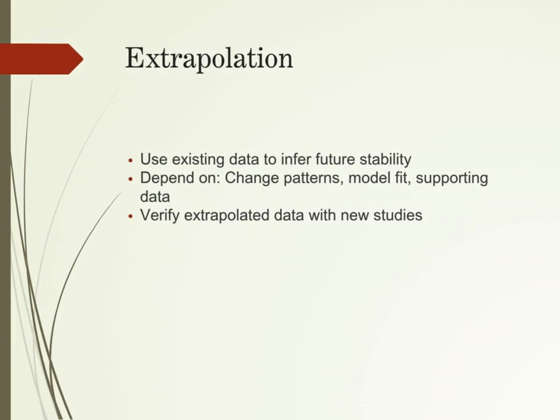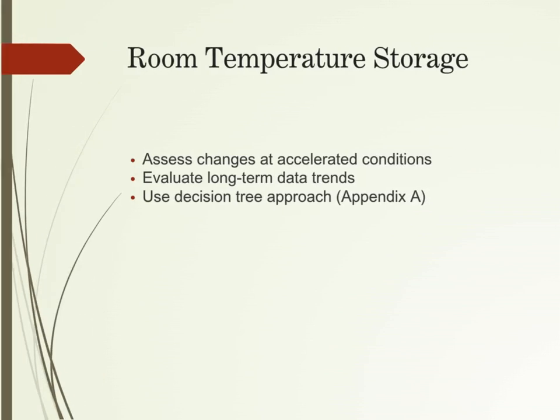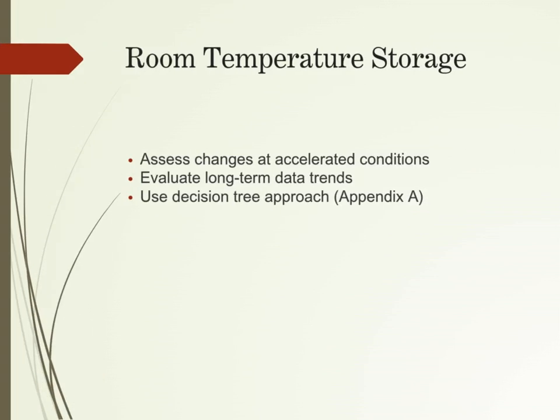Extrapolation allows us to predict stability beyond the observed data set. It requires confidence in the change pattern, appropriate statistical modeling, and supporting data. However, extrapolated shelf lives must always be verified by ongoing long-term study. The evaluation process starts by checking if any significant changes occurred at accelerated conditions. Depending on the findings, we examine long-term trends and variability. The guideline includes a decision tree, Appendix A, to guide these evaluations.